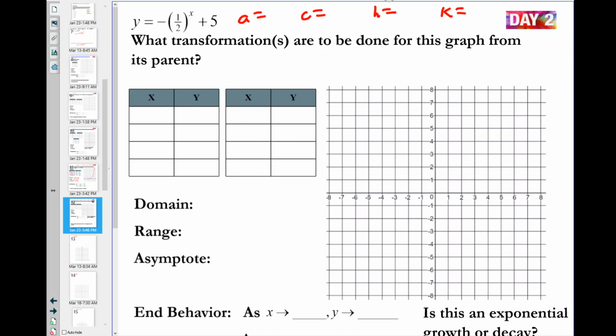What's A? -1. What's C? Good. What is H? Excellent. What's K? Alrighty. Mohammed, you got that? Good job. It doesn't really matter the order you do this, but if you want to go ahead and put the asymptote now, this will be at 5.